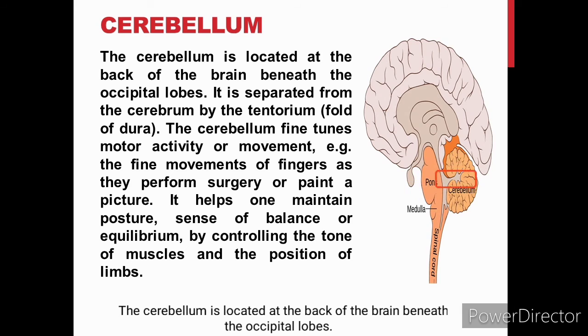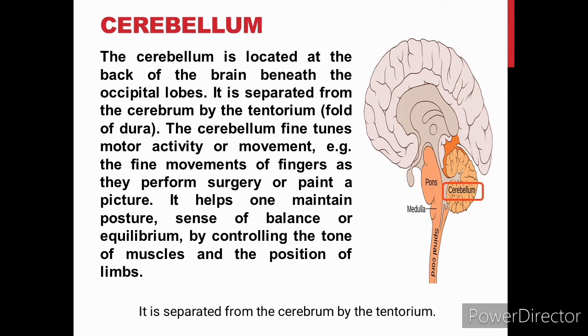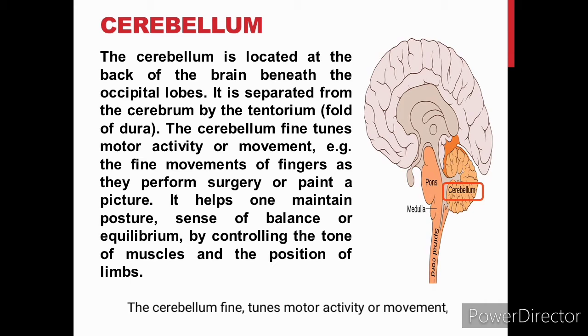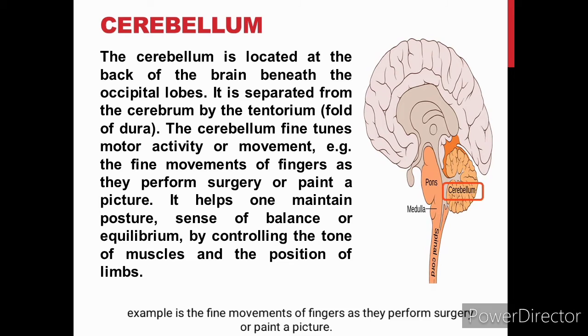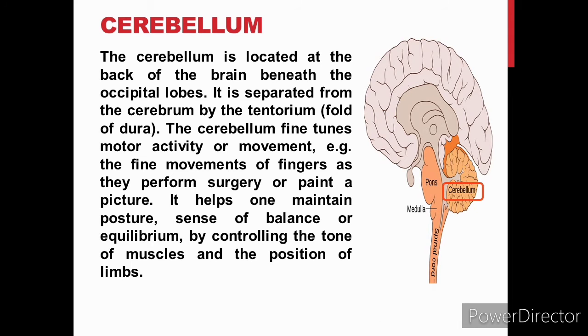The cerebellum is located at the back of the brain, beneath the occipital lobes. It is separated from the cerebrum by the tentorium. The cerebellum fine tunes motor activity or movement. An example is the fine movements of fingers as they perform surgery or paint a picture. It helps one maintain posture and sense of balance or equilibrium by controlling the tone of muscles and the position of limbs.